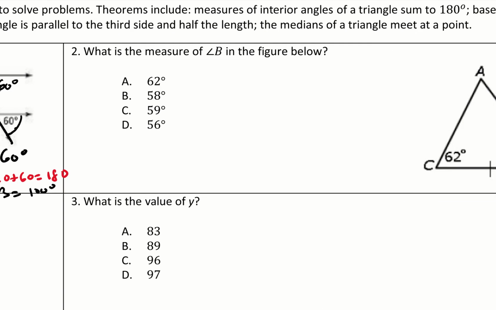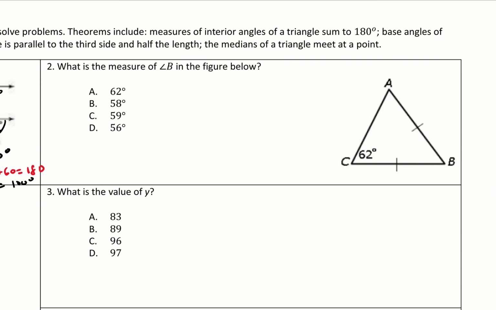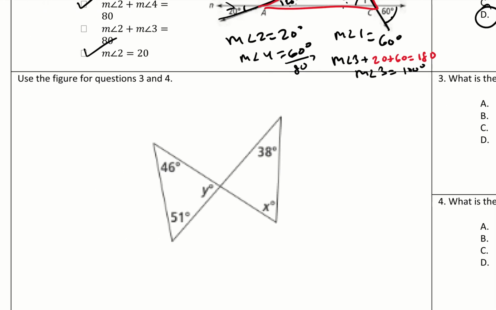Number 2, what is the measure of angle B in the figure below? So let's look at angle B. This is just using the triangle angle sum theorem to add up to 180. Also, this is an isosceles triangle, so that means that if this is 62, this is 62. And so we can figure out this angle. So the measure of angle B is, these angles have to add up to 180. So it's going to be 180 minus those two. And if you did that, you're going to get 56 degrees. All right, so moving on to the next question.